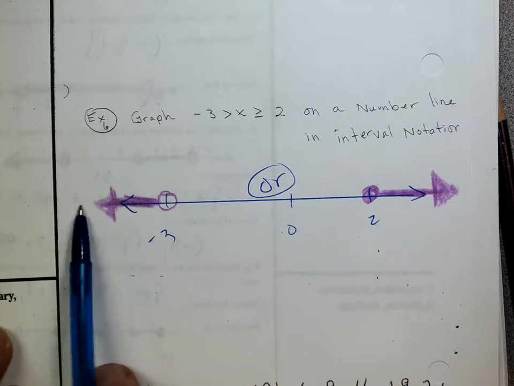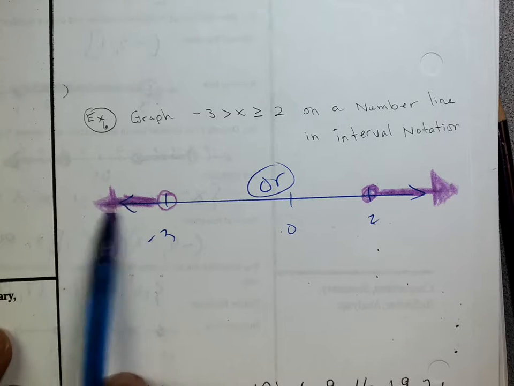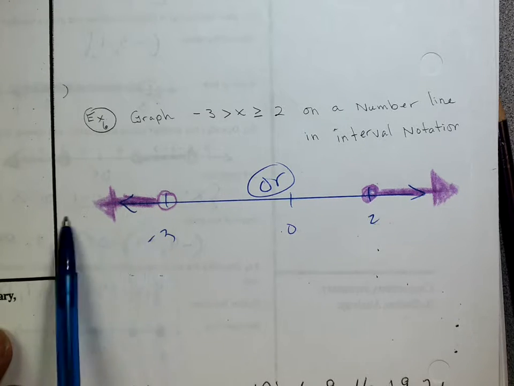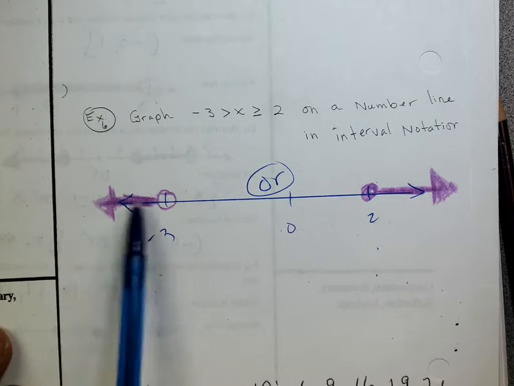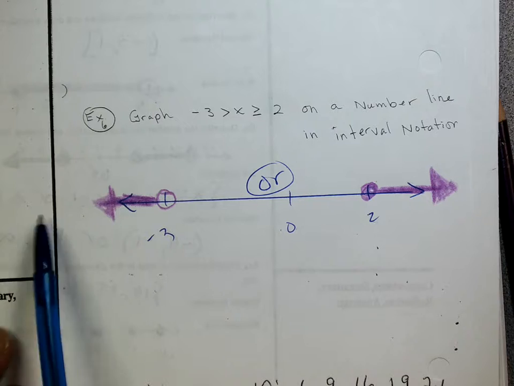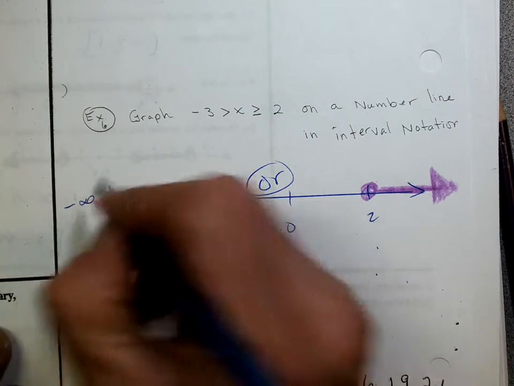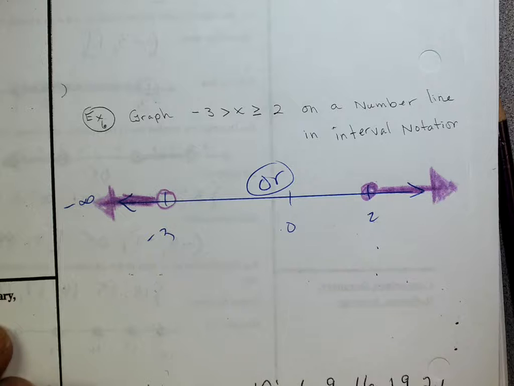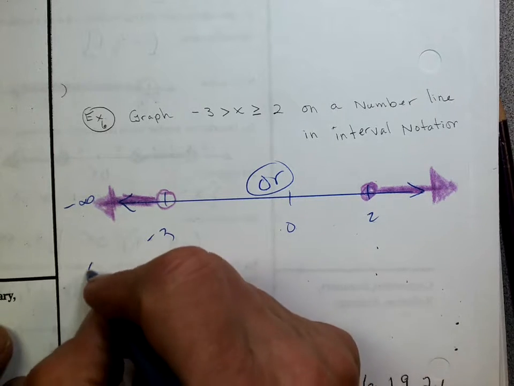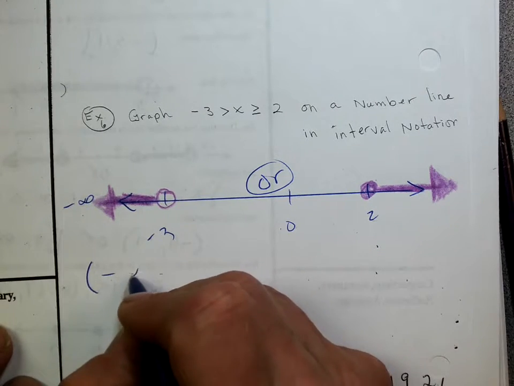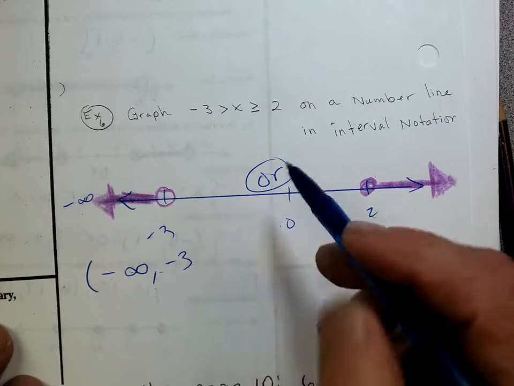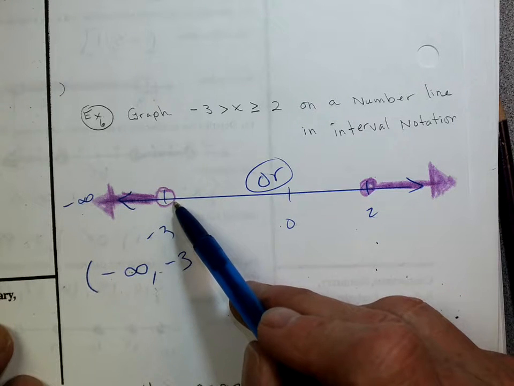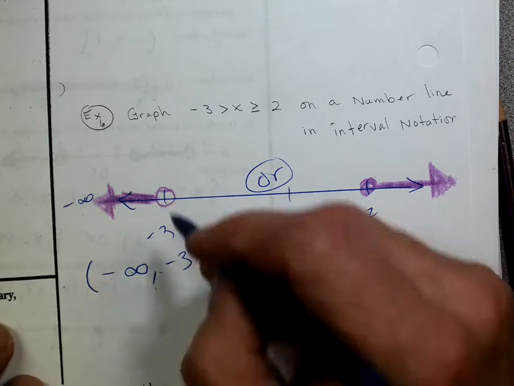Let's think about it. What is the very last number on this number line? If I keep going, where am I going to go to? Negative infinity, right? Can I ever get to negative infinity? Parentheses, negative infinity, comma, -3. Now, is -3 included or not? No. It's not. Parentheses, right?